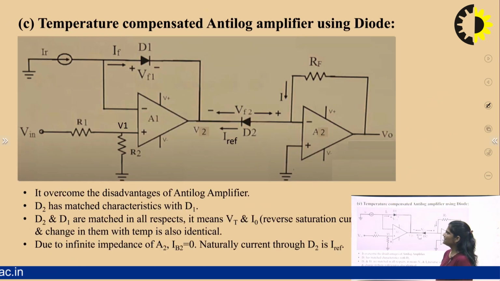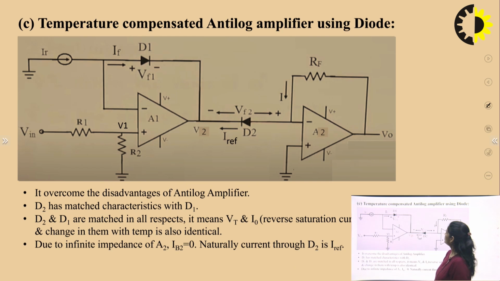Now the third one is the temperature compensated anti-logarithmic amplifier using a diode. Here this is the anti-logarithmic amplifier. Here the diode is connected at the inverting terminal of this operational amplifier, and this circuit is a temperature compensated circuit. So it overcomes the disadvantages of the anti-logarithmic amplifier.